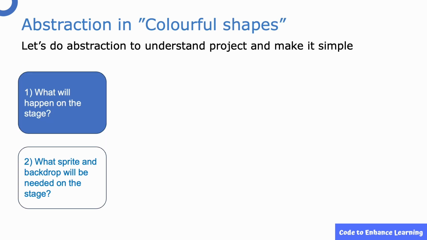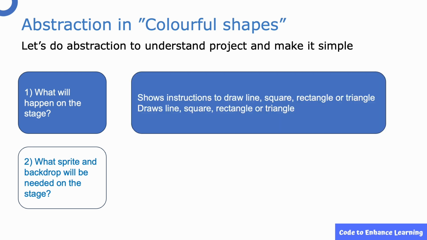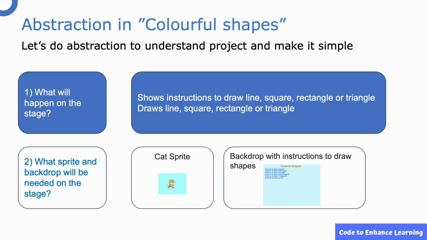Let us look at how we can do abstraction in our current project. We think about two things. One is what will happen on the stage, and the second is what sprite and backdrops we need. When we think about this, we understand that we should be able to show instructions to draw the line, square, rectangle, or triangle. We should also draw these figures. Next, when we think about the sprites and backdrops needed, we understand that we need the cat sprite, which will draw the figures, and a backdrop where the instructions will be written. As you can see, abstraction has made the project really simple to understand.